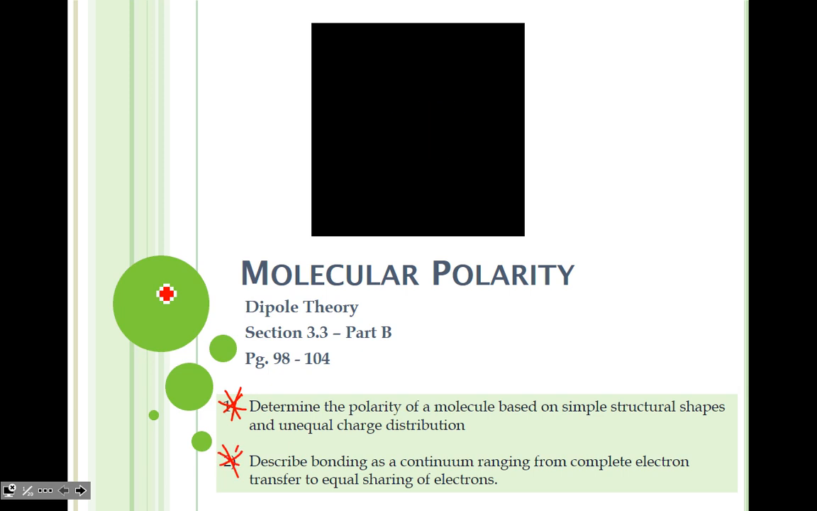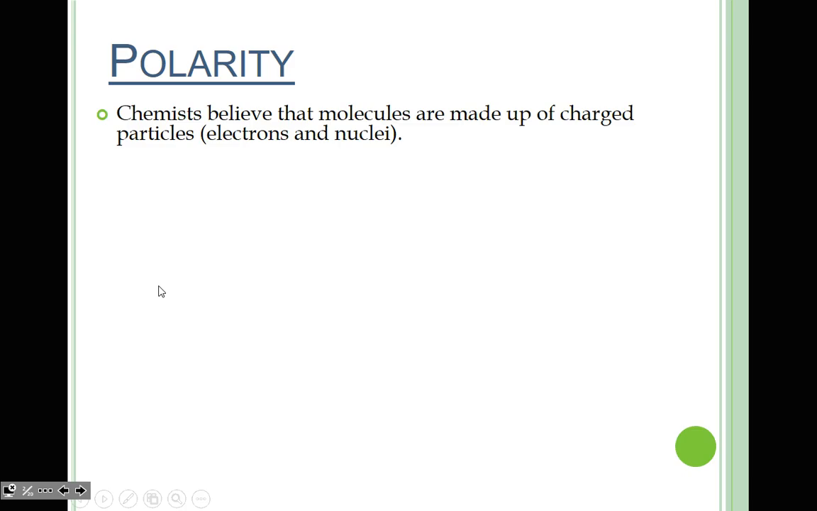And we're going to describe bonding as a continuum, basically going from nonpolar entities to completely polar entities, whether it's covalent or ionic. We're going to take a look at all of these. So let's figure out what polarity means.